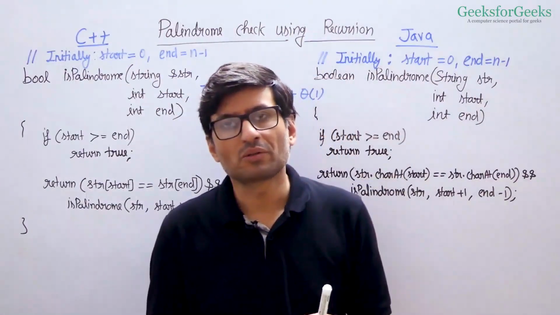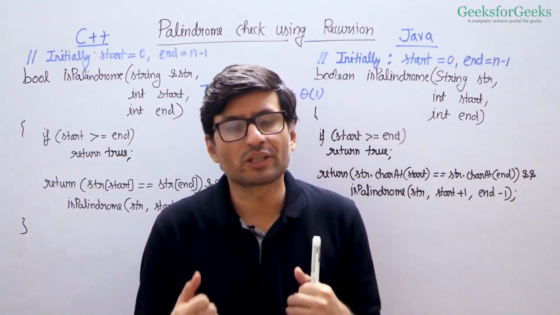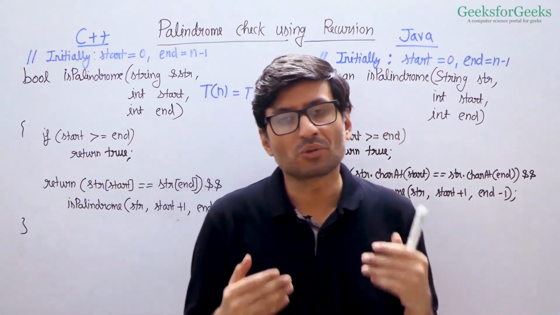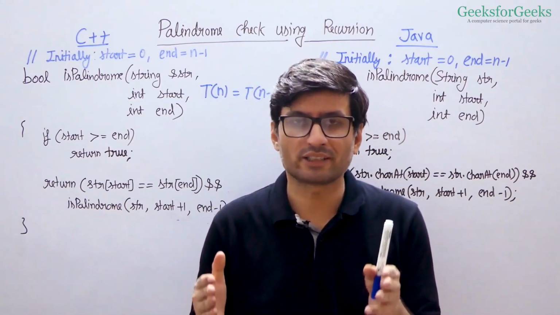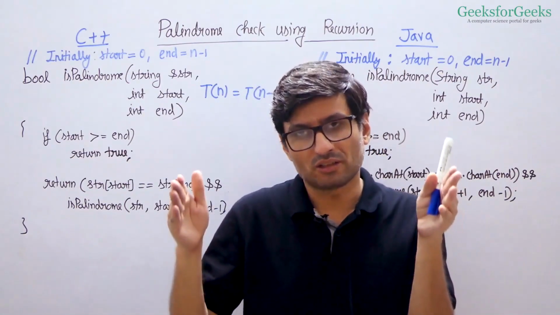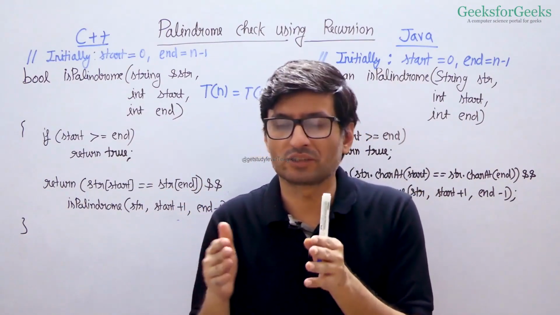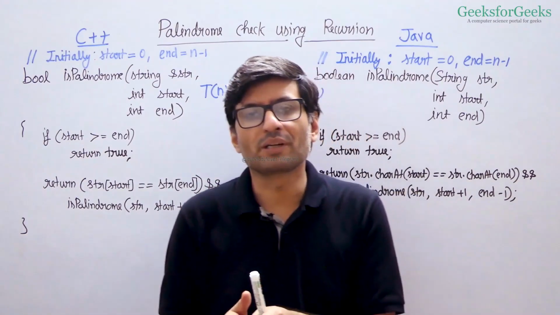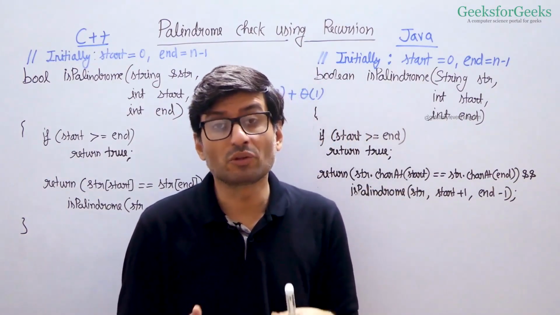Let us now talk about time complexity of this solution. If we take a closer look at this recursive solution, we can notice that in the worst case, we will be checking every character exactly once. We will be checking the last and first characters first, and then second last and second character, and so on. So every character is being compared only once. So overall time complexity is theta n, worst case time complexity.